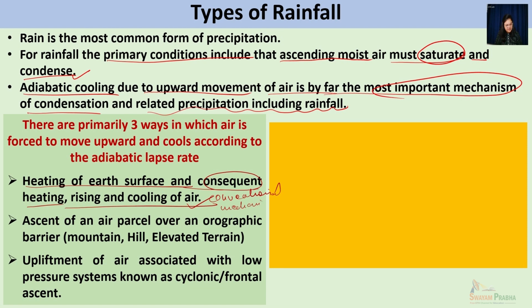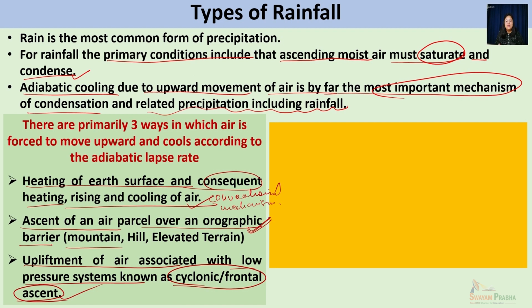Okay. Second one is the ascent of air parcel over an orographic barrier, which is primarily a mountain, hill, or any elevated terrain, which condenses the air parcel leading to precipitation. So this is the orographic mechanism. The third one is the upliftment of air, which is associated with low pressure systems, which are known as cyclonic or frontal ascent. So this is the cyclonic mechanism.